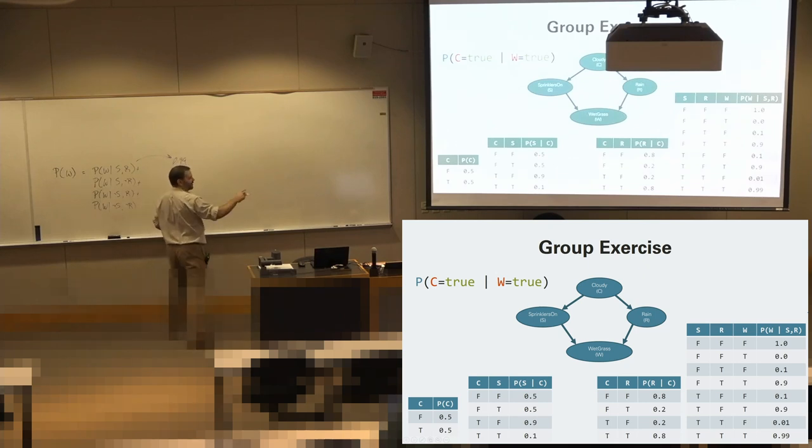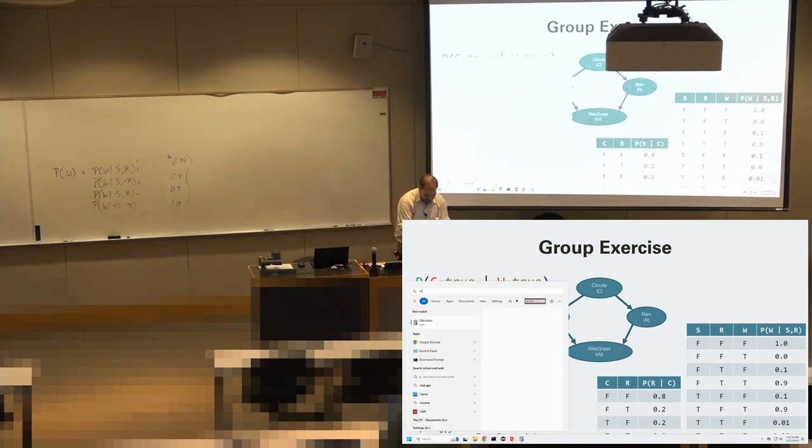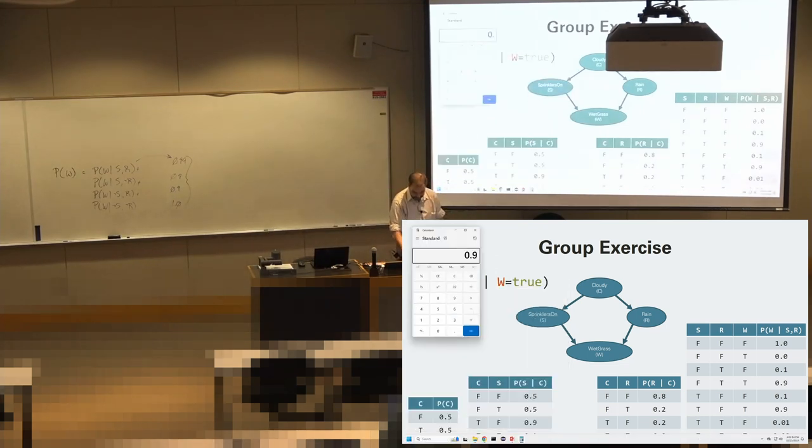And 0.9. Then just a flat out 1. I take these all up, and I know it's close to 4, but I'm not going to do that. There.